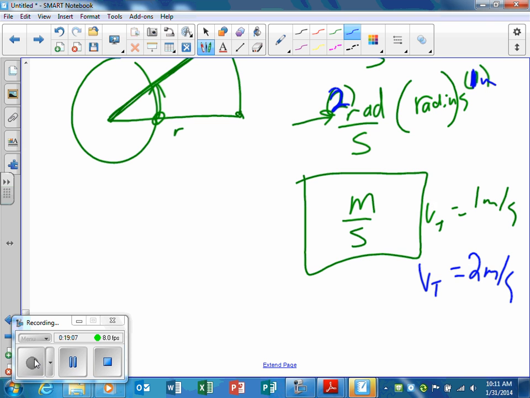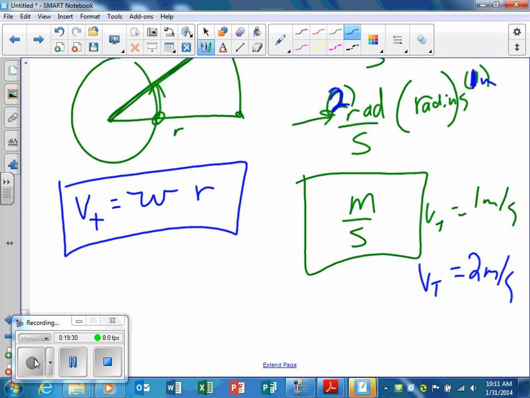So, in the end, the formula: velocity tangential is equal to angular velocity in rads. Now you can't do this in degrees because the rad is the go-between, the 1-to-1 ratio, times whatever radius you're at. So this is the final formula that we came up with.